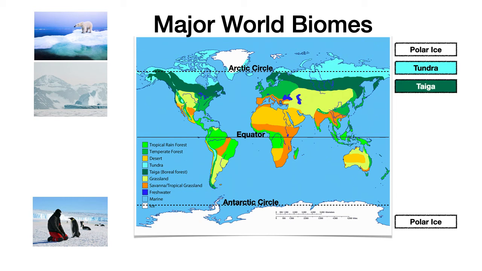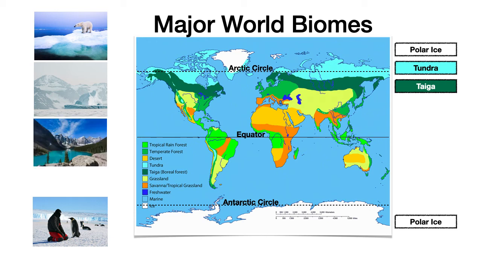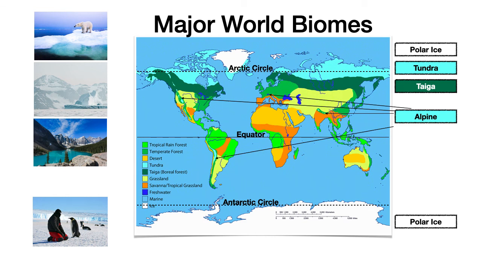And then the other places where we might find cold environments, one of them is the taiga. Now, the taiga is coniferous forest, so forest made of pine trees. And we also might find cold environments in alpine areas, so that's mountains. So, for example, in the Rockies, in the Himalayas, in the Andes, and in the Alps in Europe. So there are major areas where the Earth is cold.